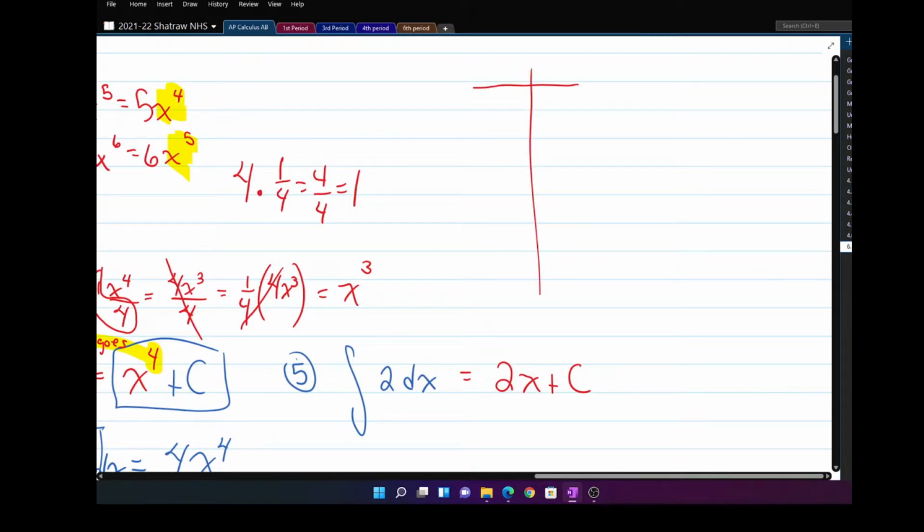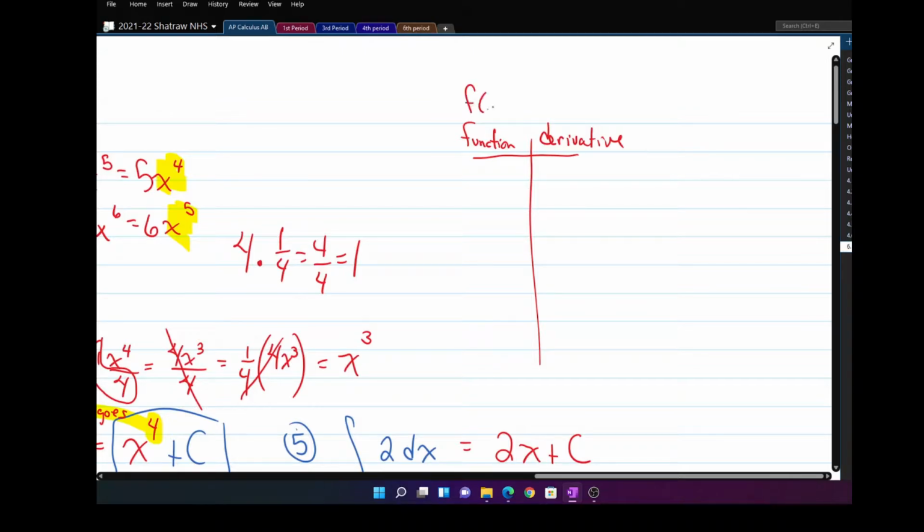If I make a table of derivatives, this is my function, this is its derivative, and I'm saying this is my f of x, and this is my f prime of x. When I say that I take the derivative of 0, I get 0. I take the derivative of a constant, I get 0. When I take the derivative of a constant times x, I will get constant. If I take the derivative of x squared, I will get 2x.